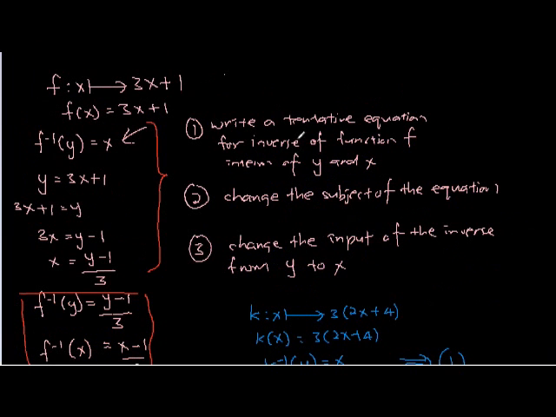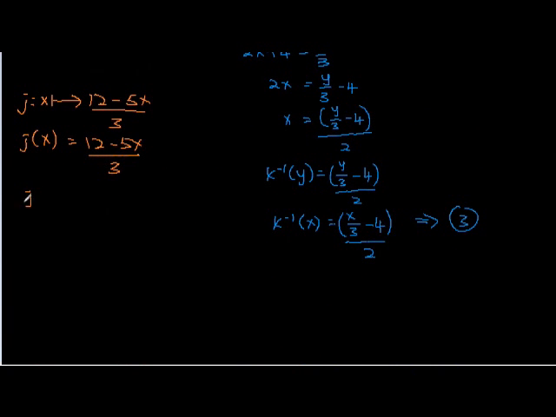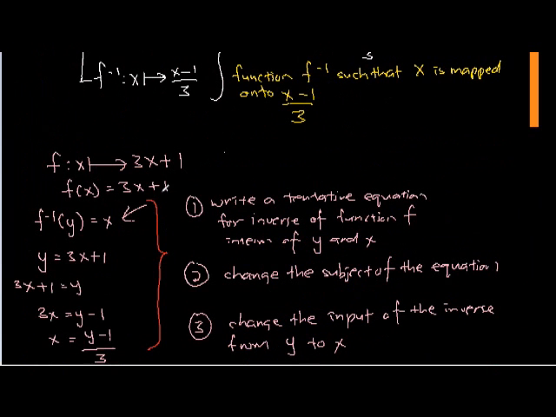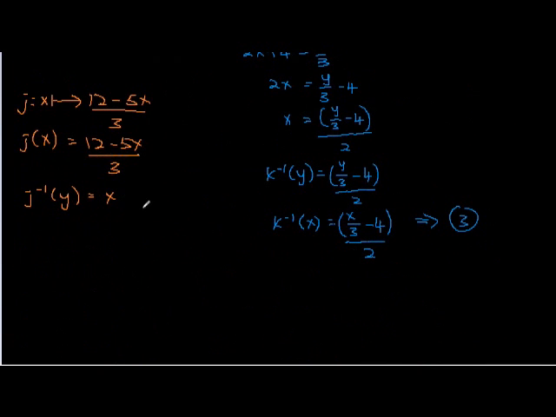Firstly, write the tentative equation for the inverse in terms of y and x. So j inverse in terms of y and x. Then we need to change the subject of the function. So y equals 12 minus 5x over 3. Change the subject. 12 minus 5x over 3 equals y.